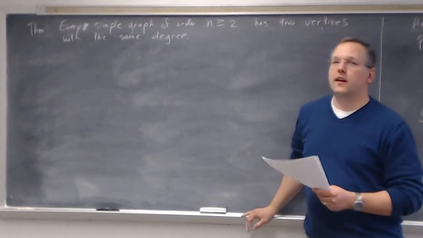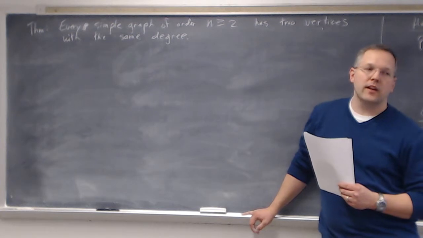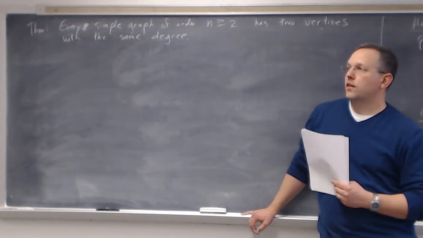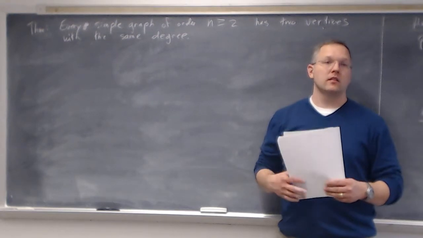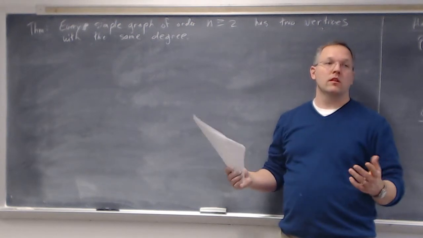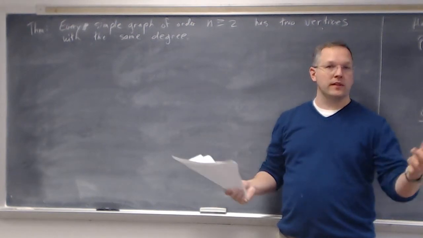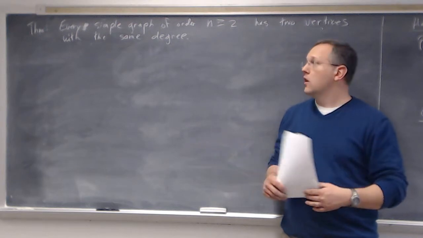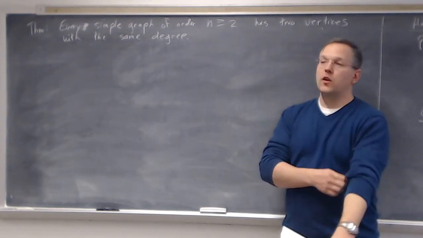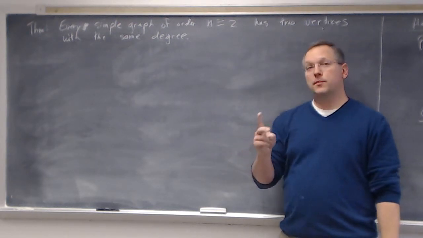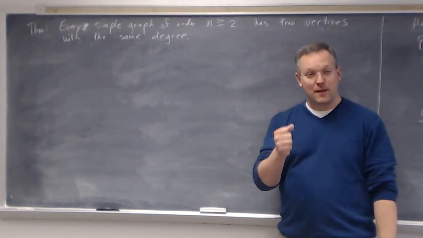So think about this again. If we would reinterpret this using handshakes, think about that. At a party, if you had, say, 100 people, and some people shook some other people's hands, and some people didn't shake other people's hands. Well, by this theorem, we can prove that there has to be two people at the party that have shaken the same exact amount of hands.